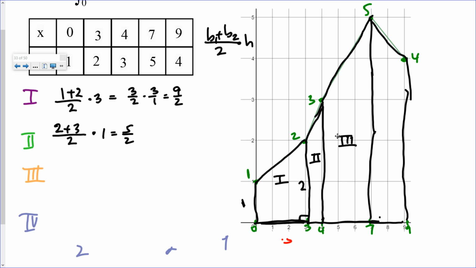So let me look at the third trapezoid. Again, you guys do it. Base plus base, all divided by 2, times this height.